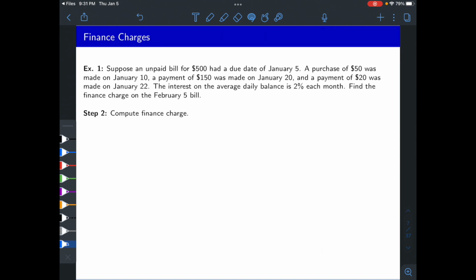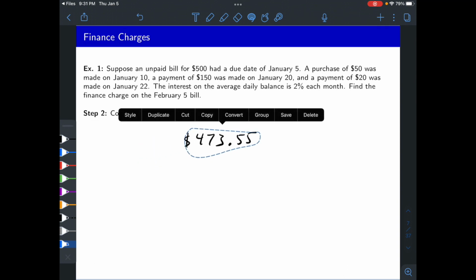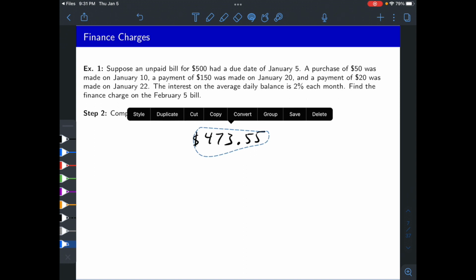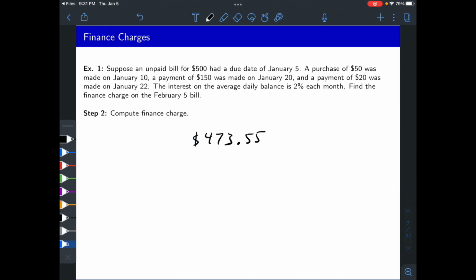All right. Now, how to compute the finance charge. So the finance charge is usually just a percentage of the average daily balance. So this is the average daily balance, and this is telling us that the interest on the average daily balance is just 2% each month. So all we have to do is figure out the average daily balance, that's this, and then just take 2% of it. So multiply this by 2%, or multiplying by 0.02.